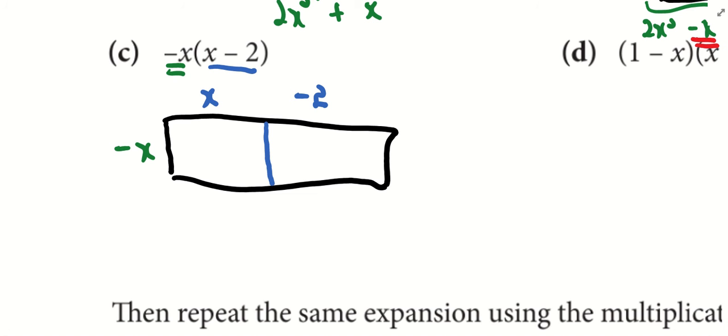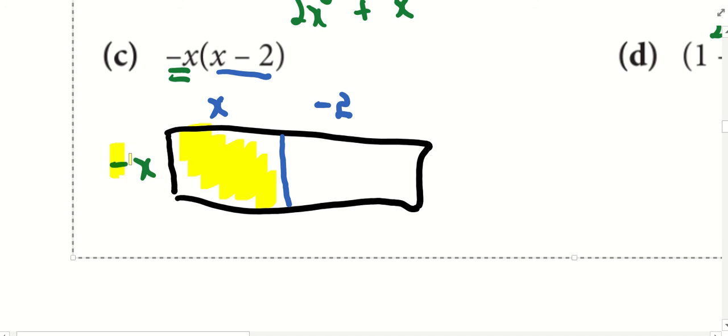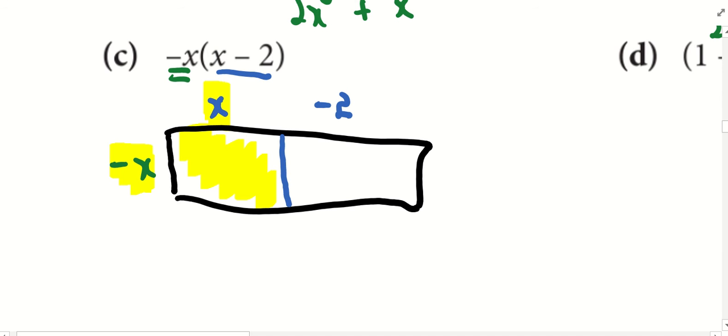Okay, let's look at the box on the left side. I want to find the area of the yellow box. How do we find the area of the yellow box? Negative x multiplied by x. That's how we find the area of the yellow box. So I'm going to write it down. Negative x multiplied by x. If you recall in multiplication, number times number, letter times letter.